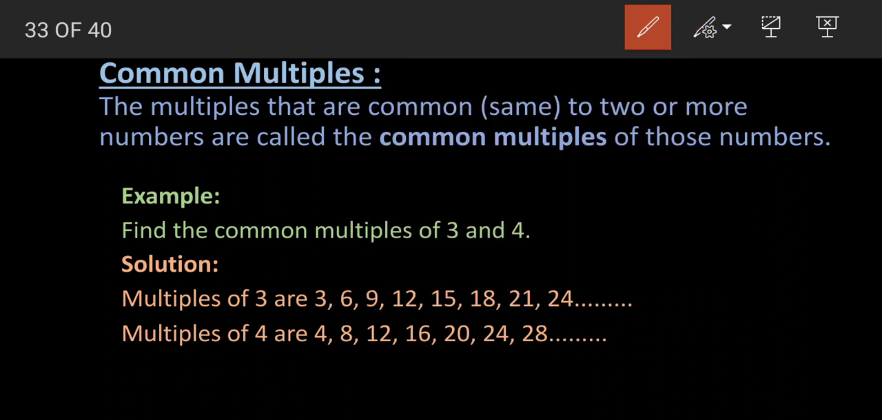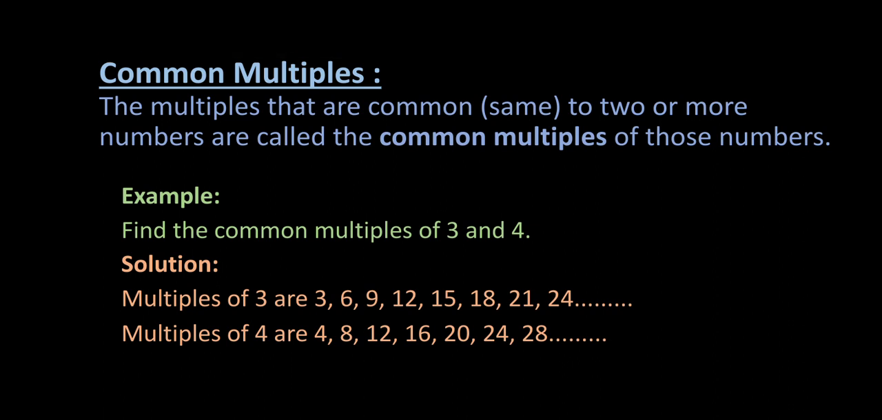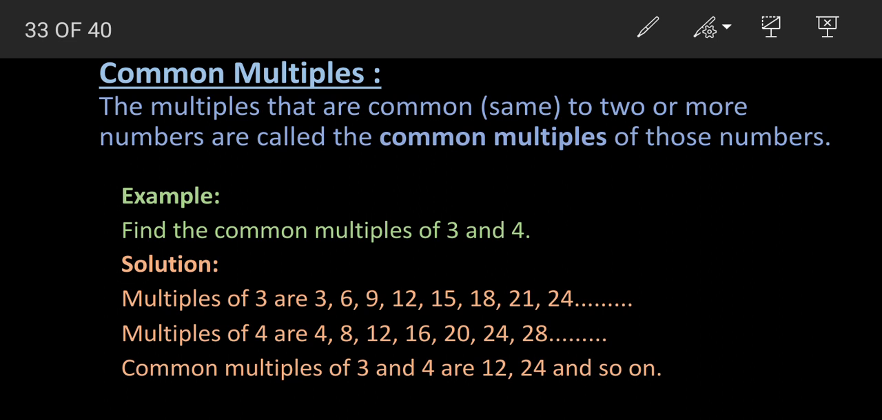Next step is we have to find the common multiples of 3 and 4. So 12 is present in both the numbers, so 12 is one common multiple. Then 24 is present in both the numbers, so 24 is the next common multiple. So you can say that 12, 24, in this way we get the next common multiples of these two.